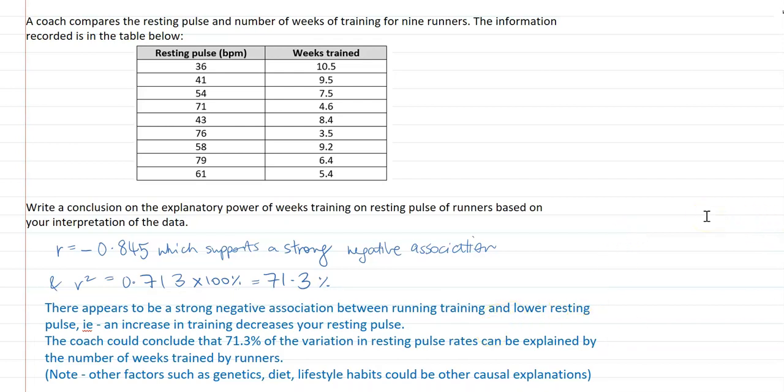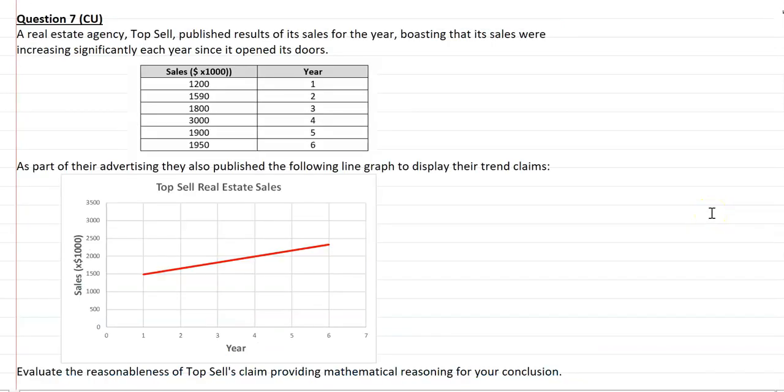So from there, I can conclude that there appears to be a strong negative association between running training and lower resting pulse. So in other words, an increase in training decreases your resting pulse. The coach could conclude that 71.3% of the variation seen in resting pulse rates can be explained by the number of weeks trained by runners. And any PT would probably also tell you that other factors like genetics, diet, lifestyle habits could be other causal explanations.